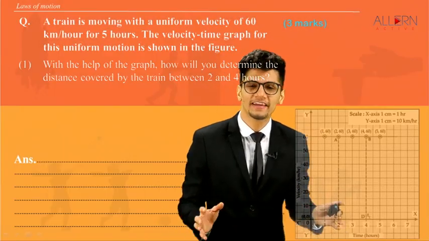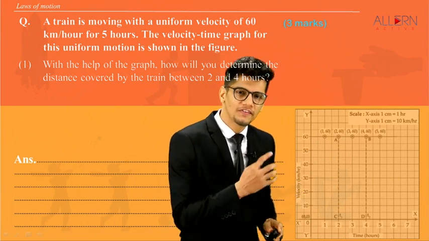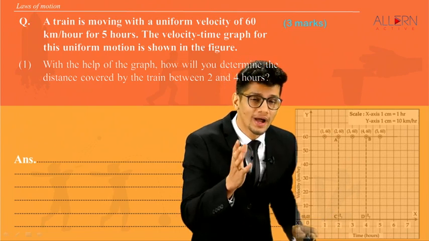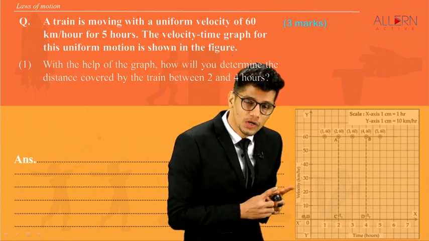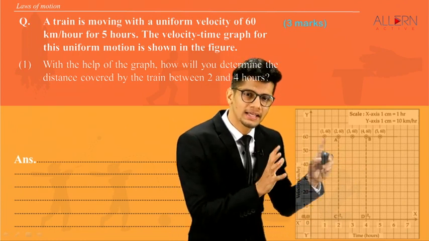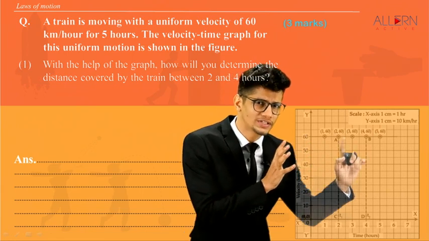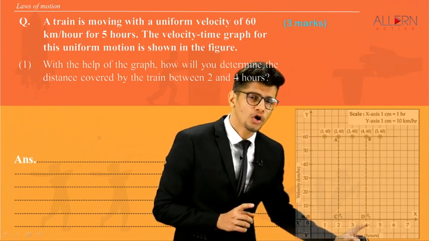So here you can see we have a velocity time graph. Now in a velocity time graph, we know that velocity comes on the y-axis and time comes on the x-axis. Now why is that? Because time is an independent variable whereas velocity is a dependent variable. Now from this graph we can understand that this particular train or this particular object is moving with uniform velocity, that is 60 kilometers per hour, and the time is given on the x-axis.